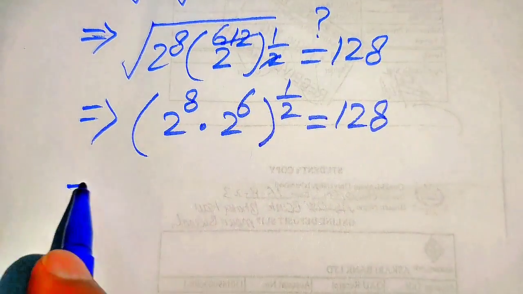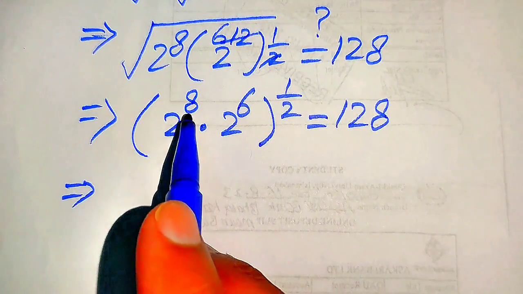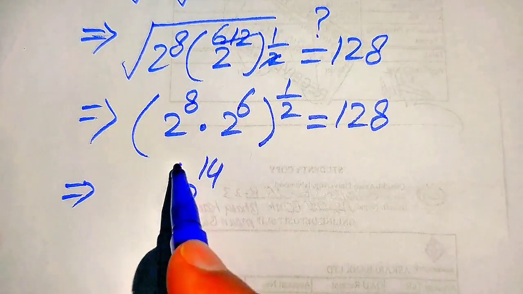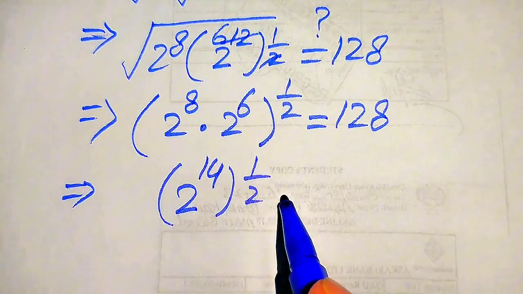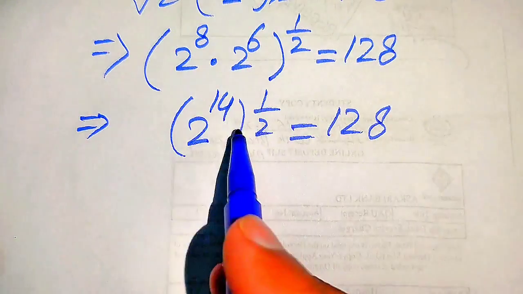and now we write this square root into the exponent form, and you get here 2 to the power of 8 into 2 to the power of 6, and its whole power is 1 over 2 is equal to 128. And now you see here we again add these two exponents, and it becomes 8 plus 6 becomes 14, and its whole power is 1 over 2, and we check, is this equal to 128, and we cancel these terms.